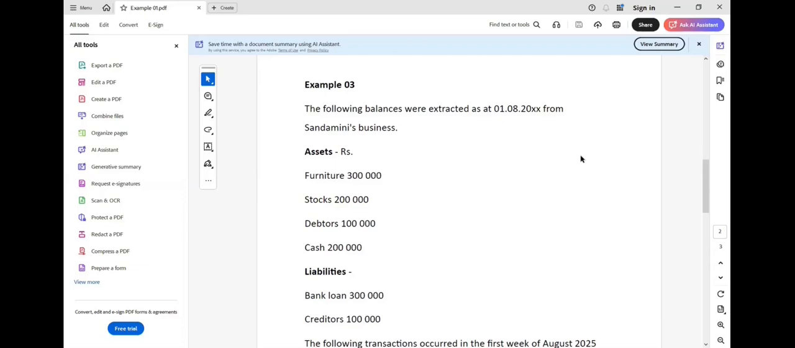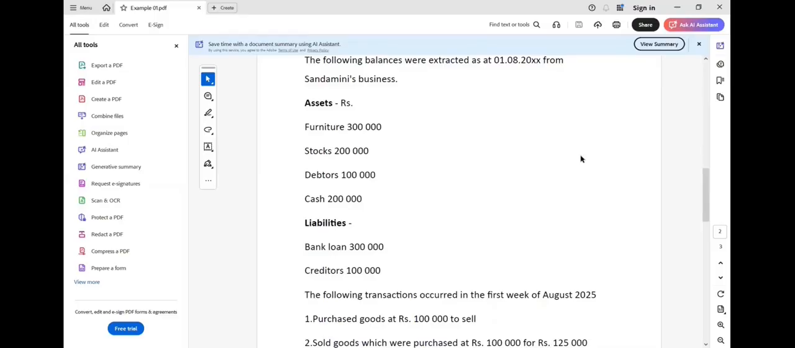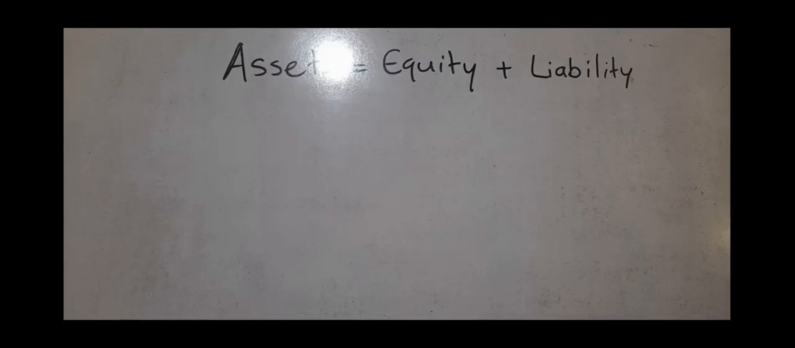The following balances were extracted as at 1st of August 2025 from Sandamini's business. Here you can see the opening balances of assets and liabilities and the transactions. Firstly, we should calculate the opening balance of equity. Now let's see how to calculate it. Firstly, write down the equation. Assets equal equity plus liabilities.